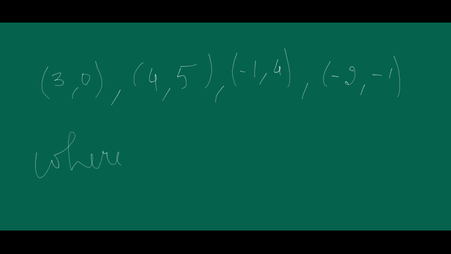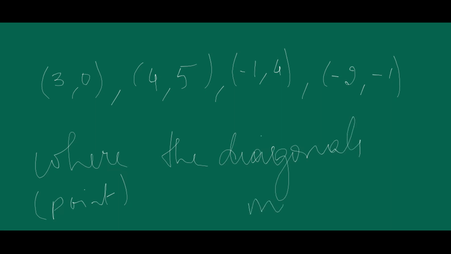So they've given us 4 points. I'll just note down the points. 3 comma 0, 4 comma 5, then we have minus 1 comma 4, and the last one is minus 2 comma minus 1. Okay, these are the 4 points. So they are asking us for the point where the diagonals meet.